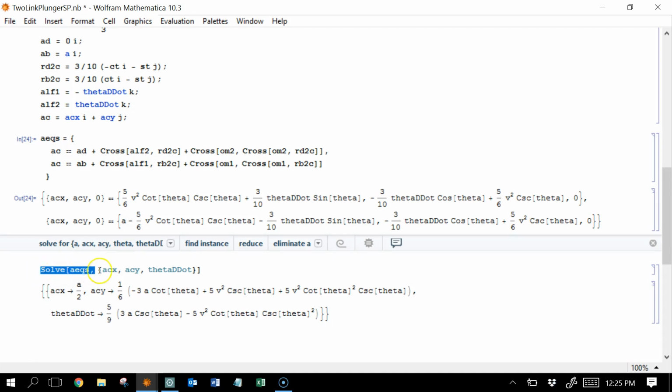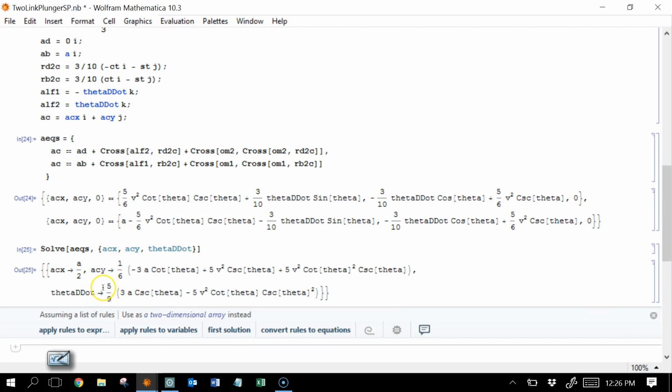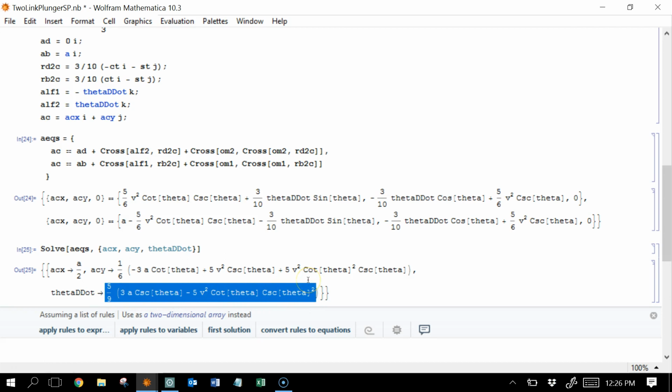And then just like before, this time I'm going to solve the acceleration equations and not the velocities. Before, I solved for velocity of c in the x, velocity of c in the y, and theta dot. This time I'm mimicking it. I'm solving for the acceleration of c in the x, acceleration of c in the y, and theta double dot. When you execute that one, you end up with the answer here, and here's your theta double dot, which is what I was really looking for. That's going to be exactly the same as what you had from hand. Okay, so that's how you would use Mathematica to solve this.